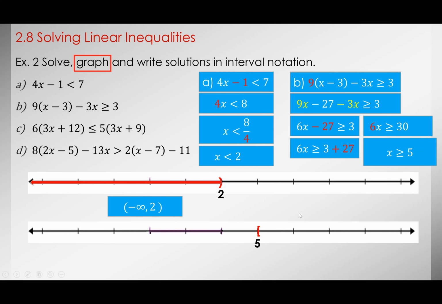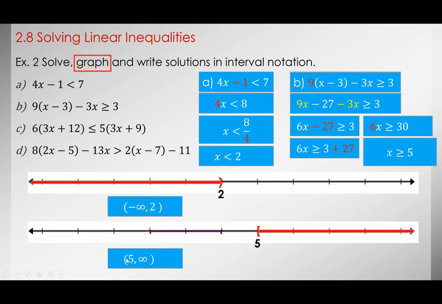Looking at this, do you shade to the left or to the right? Again, we're looking for a number that is bigger than or equal to 5, so anything to the right. If we shade to the right, we start with the endpoint and go all the way to positive infinity. If you shade to the left, you start with negative infinity and go to the endpoint. If you shade to the right, you start with the endpoint and go all the way to positive infinity. This is your interval notation.